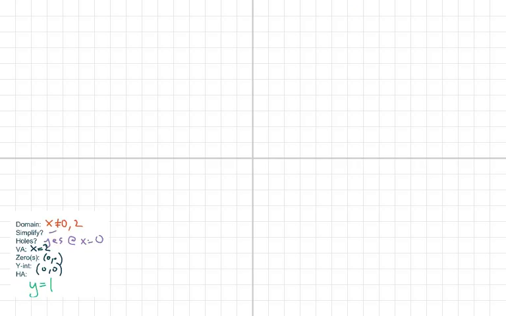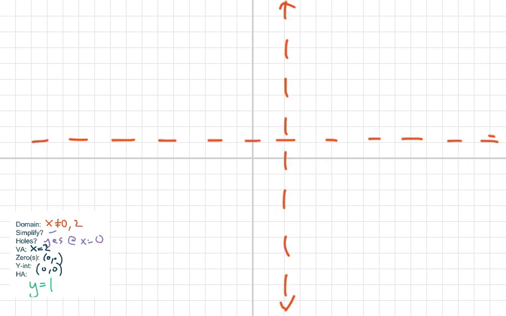So now we graph. Once again, I like to start with the asymptotes. I have an asymptote at x equals 2, and I have a horizontal asymptote at y equals 1. So I get this graphed here. All right, so we've got the asymptotes, horizontal and vertical. Now I'll go with the zeros here.